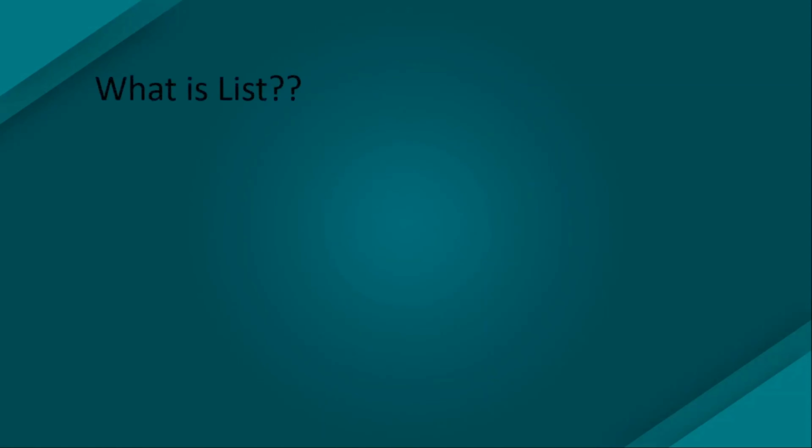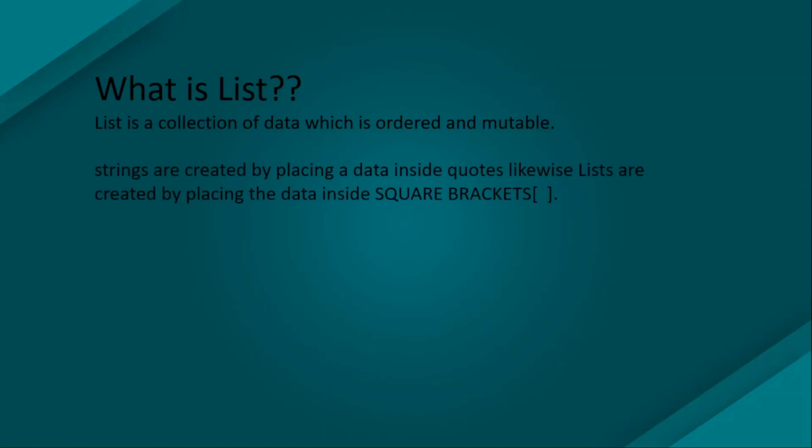What is a list? A list is a collection of data which is ordered and mutable. We know that strings are created by placing the data inside quotes, whereas lists are created by placing the data inside square brackets. Elements inside the list are called items. Like strings, a list also has the concept of indexing and slicing. A list also allows duplicate elements.